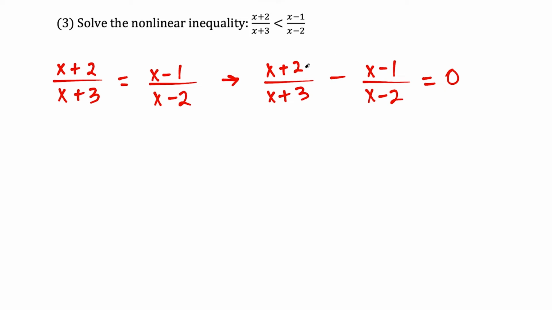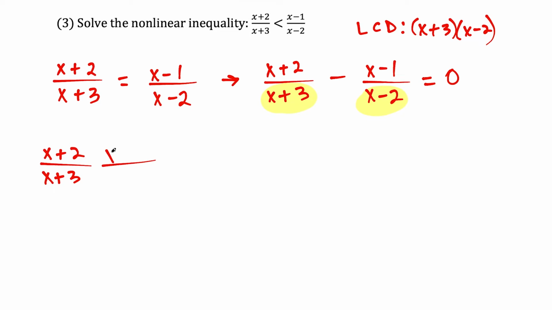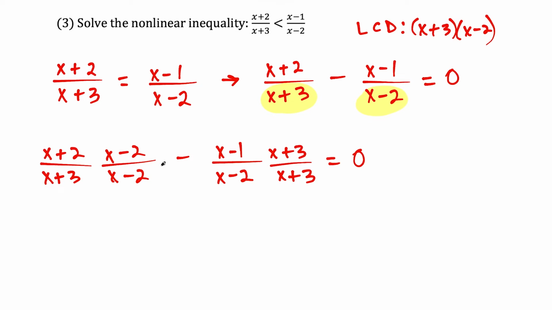This is a little bit trickier to solve, but what we want to do is look for a least common denominator. We're just going to focus on the denominator of x plus 3 and the denominator of x minus 2. So the least common denominator here would be x plus 3 times x minus 2. Now we could take this equation and make matching denominators. So we have x plus 2 over x plus 3. That first fraction we're going to multiply by x minus 2 over x minus 2. And then we have minus x minus 1 over x minus 2. That second fraction we're going to multiply by x plus 3 over x plus 3. And now we could see here that our fractions have common denominators.